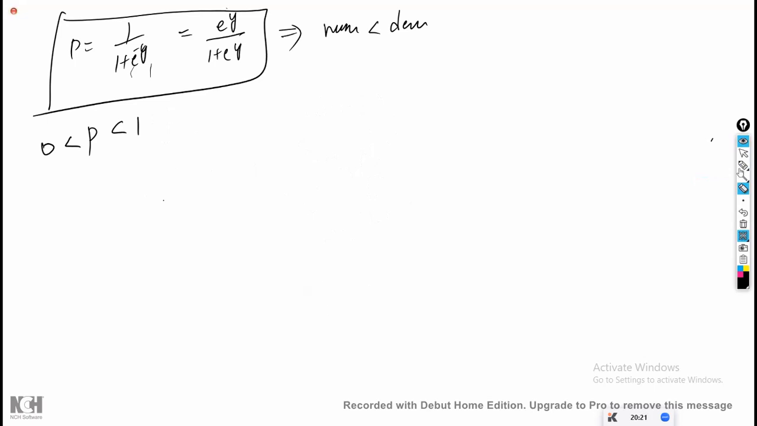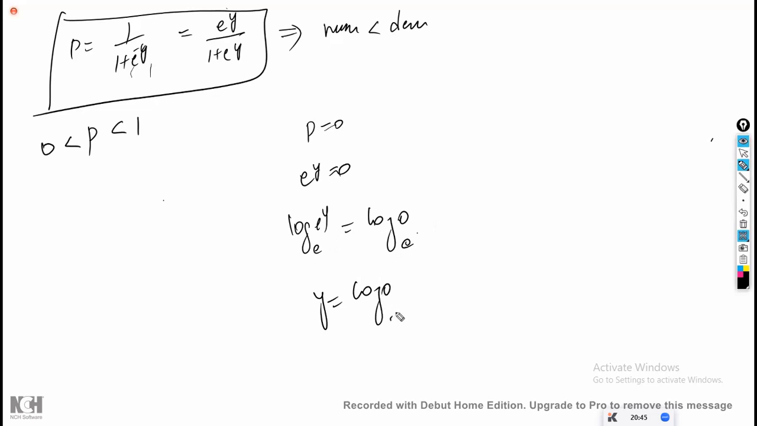Second, whether 0 will be included or not, whether we can get 0 or not. When will the probability be 0? When e to the power of y is equal to 0. When will e to the power of y be 0? When y is equal to log 0 to base e, which is infinite. Only when y is an infinite value does the probability become 0.